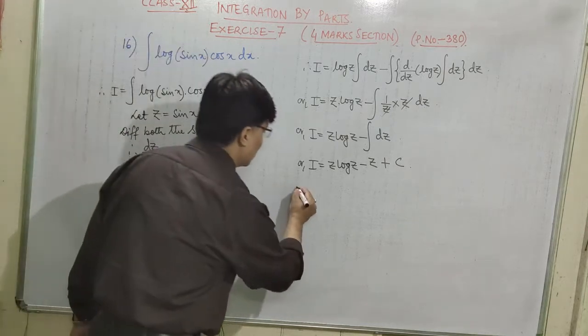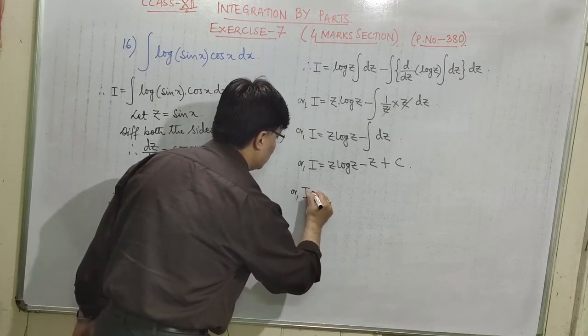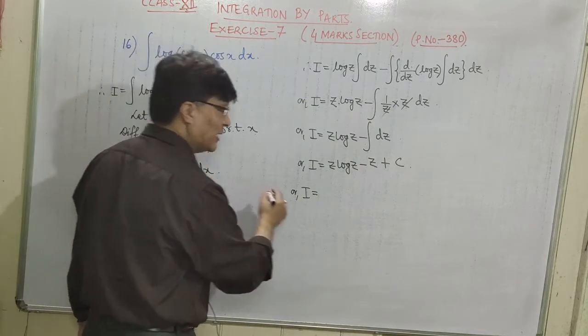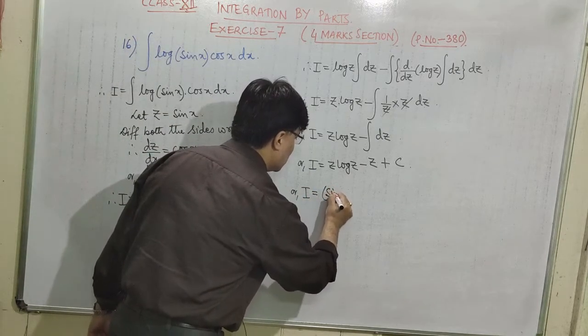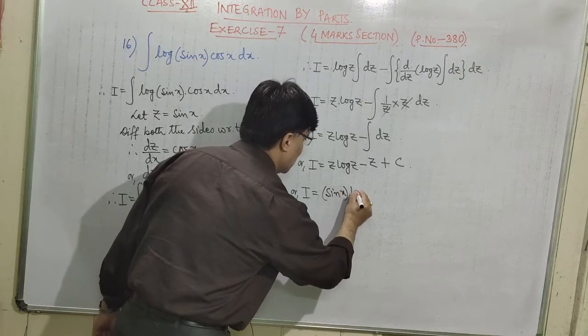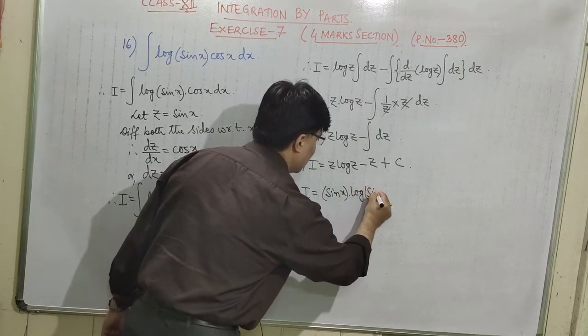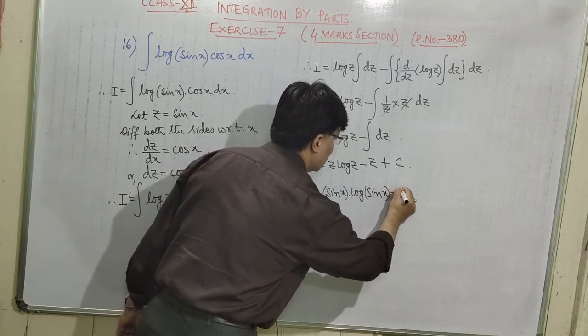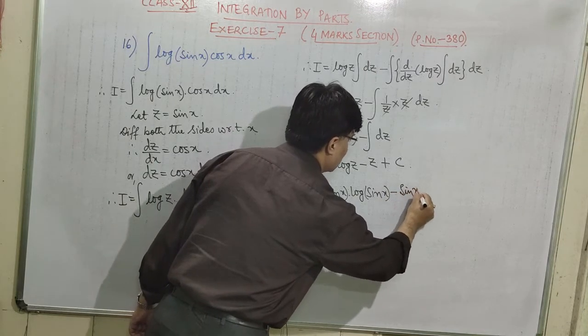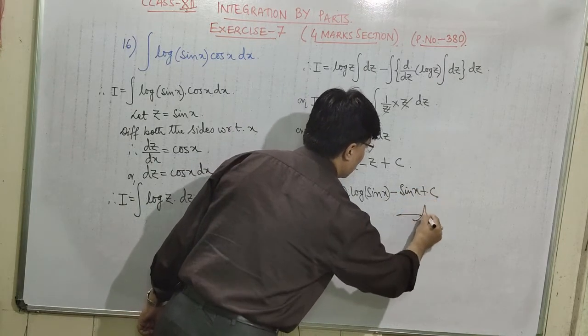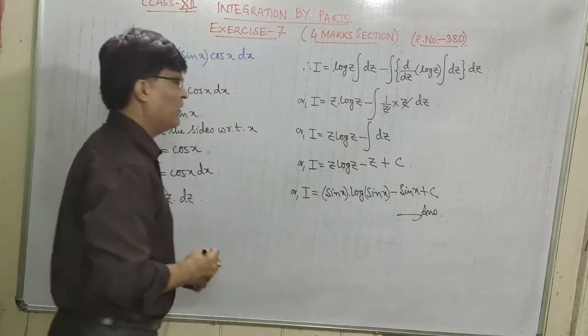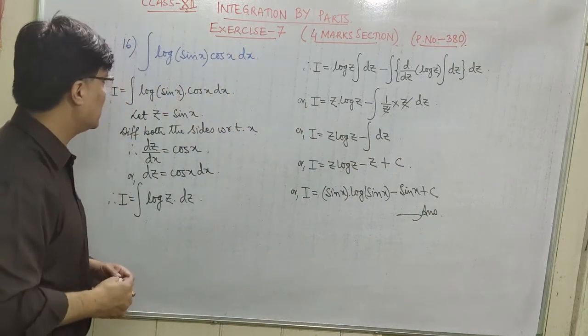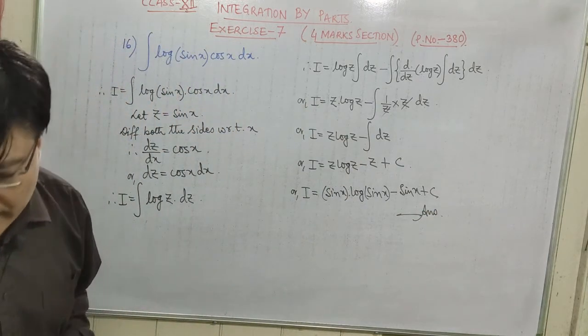So let us put the value for z now. I is equal to, what is z here? Sin x. So here z is sin x into log of sin x. Let us put the value for z minus, what is z? It is sin x plus c. So this is the final answer. So I think you have understood it. So you can copy it. Now we'll do the next question.